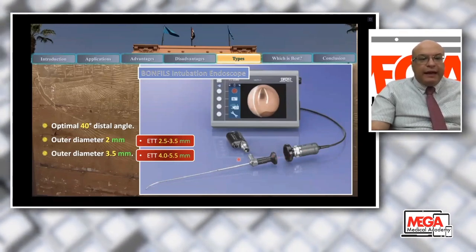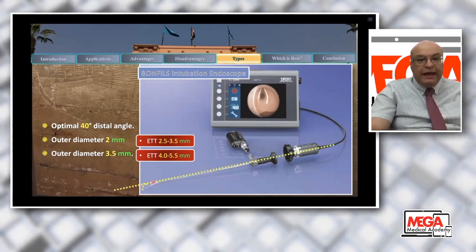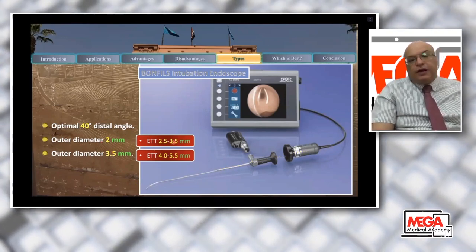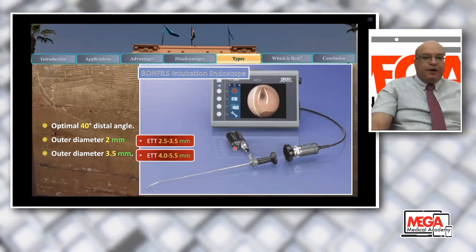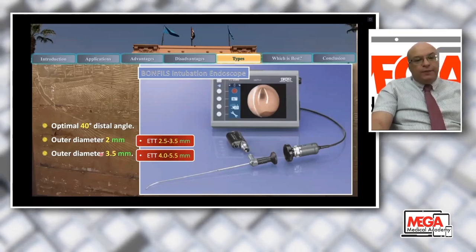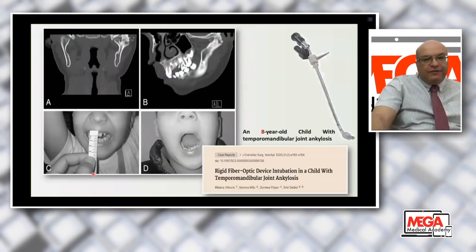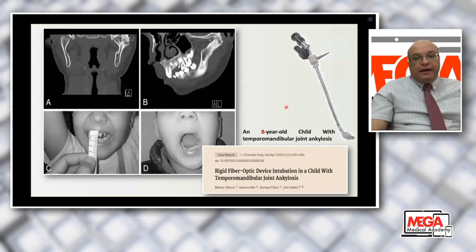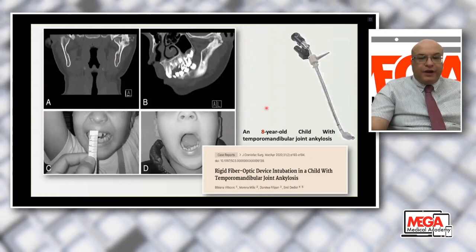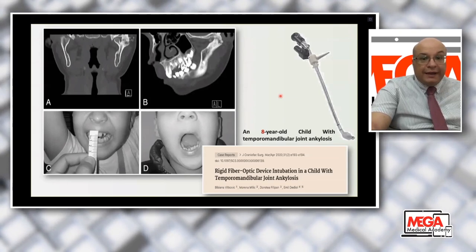It is available with an angle of 40 degrees. Here is the 40 degree angle. And there are two sizes available. Size 2 can be used with tube 2.5 to 3.5 for first year kids. And above first year, you can use 3.5, which can be used with endotracheal tube size 4 to 5.5. There is a case report about using Bonfils for endotracheal intubation in a patient who is 8 years old with temporomandibular joint ankylosis.